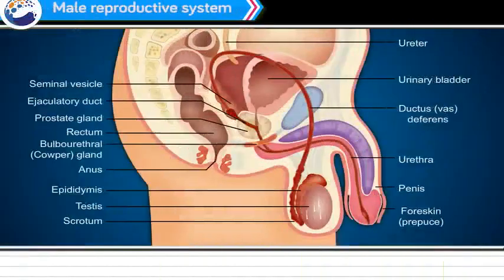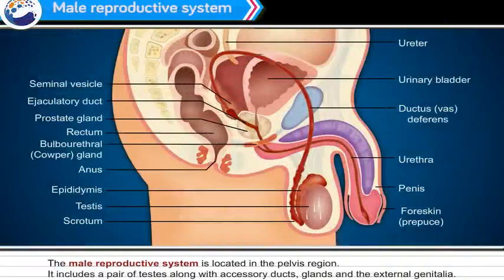Male reproductive system. The male reproductive system is located in the pelvis region. It includes a pair of testes along with accessory ducts, glands, and the external genitalia.